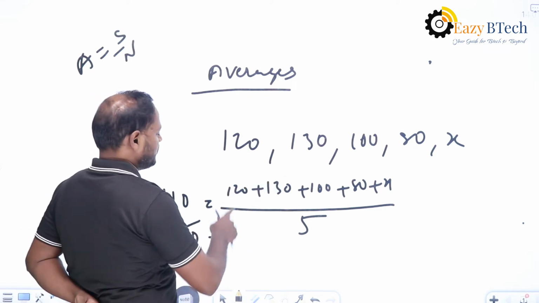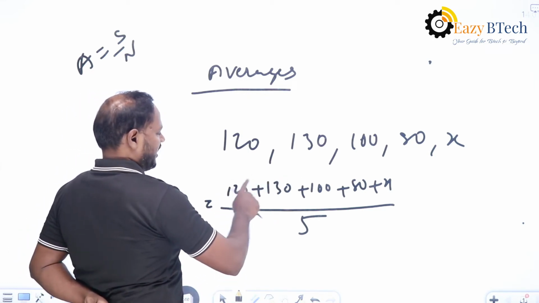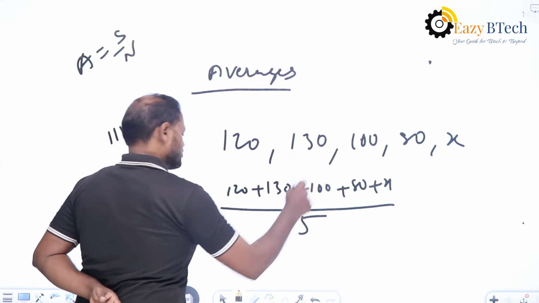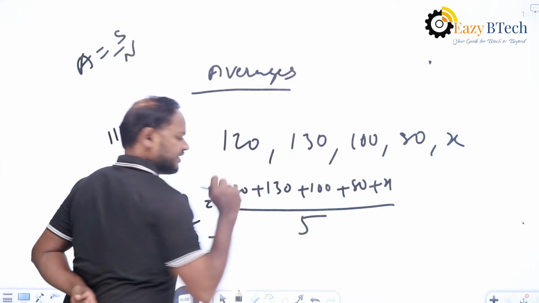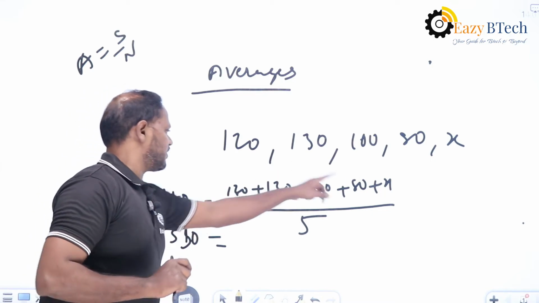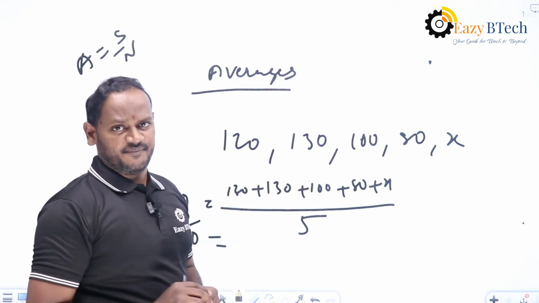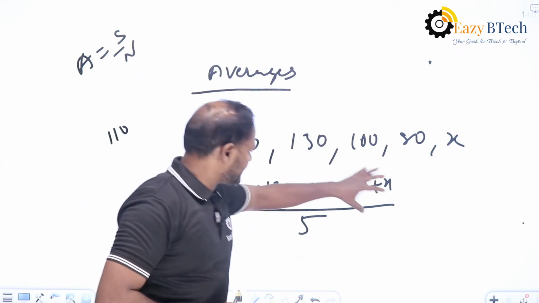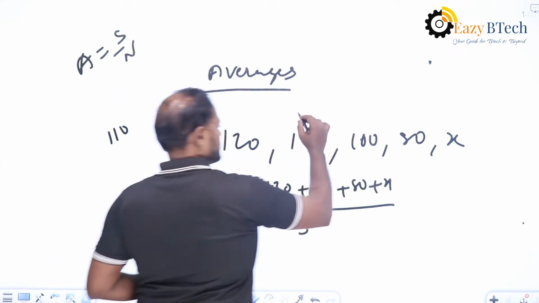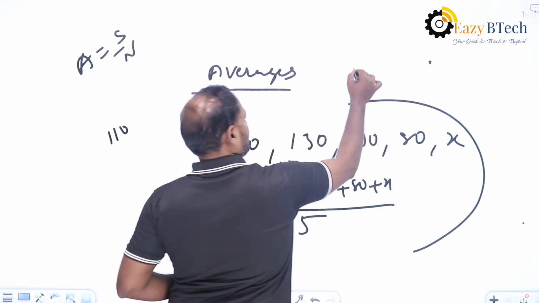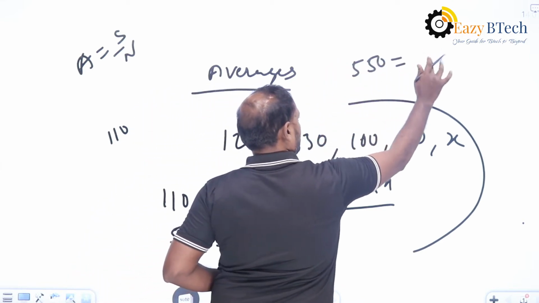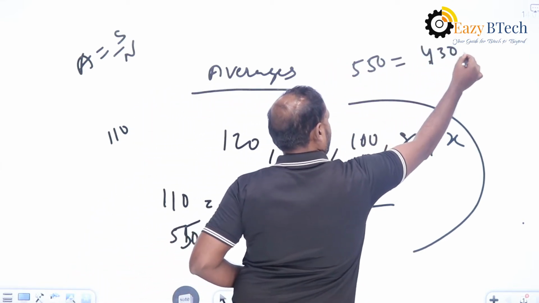Let's go for the calculation now. 120 plus 130, of course, here 20 extra is there, that should be added to 80, right? 80 plus 120 it will be 200, 200 plus 100, 300, 300 plus 130, 430. Yes or no? 430 plus x will be there. So logically, the final story is what here? 550 is equal to 430 plus x will be there.